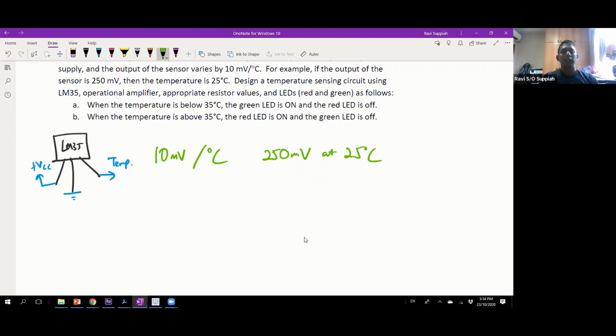So now the question is asking us to design a circuit.